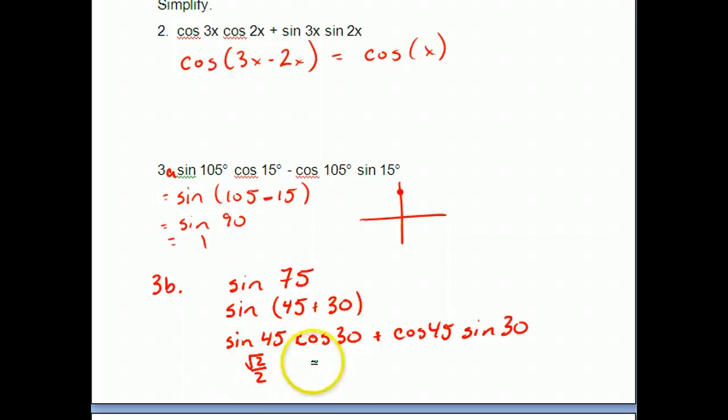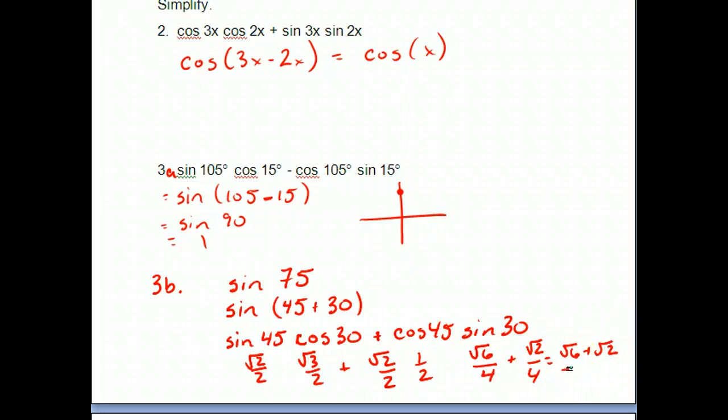Cos 30 gives me root 3 over 2. Plus cos 45 is root 2 over 2. And our sine of 30 is 1/2. Okay, so all of that is going to equal, it looks like I've got root of 3 times root of 2 is going to be root of 6 over 4 plus root of 2 over 4, which is equal to root of 6 plus root of 2 all over 4. Okay, so just a little application of how we can use these double angle formulas.